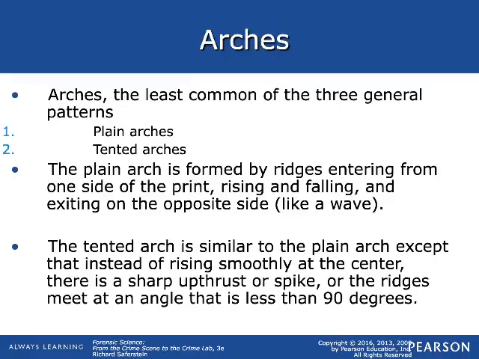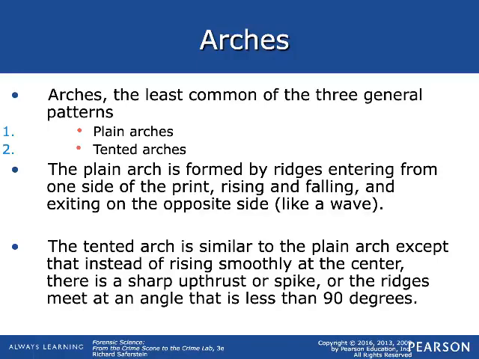Okay, now arches, which are kind of the easiest to see, are actually the least common of the general patterns. So there's plain arches and there's tented arches. So the plain arch, it's just the ridges are entering from one side and then they exit the opposite side. So just like a wave. So just think of a wave going across. A tented arch is a wave, but in the center, the wave spikes up. Okay, so it goes up. So they say the ridges meet at an angle that is less than 90 degrees.